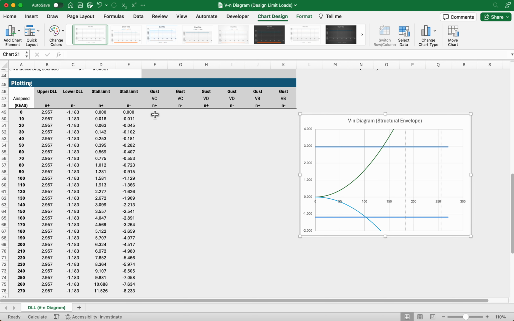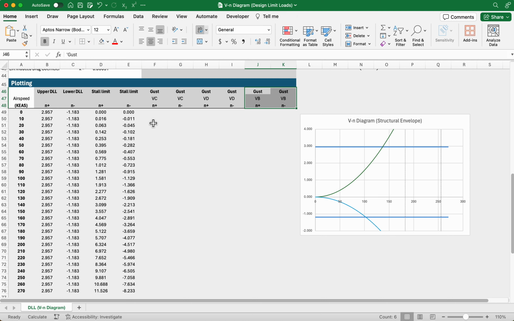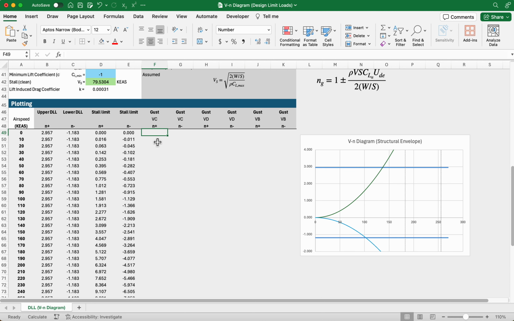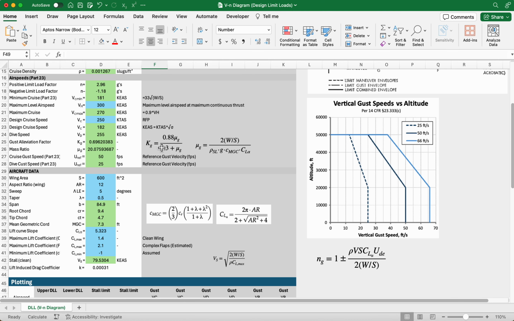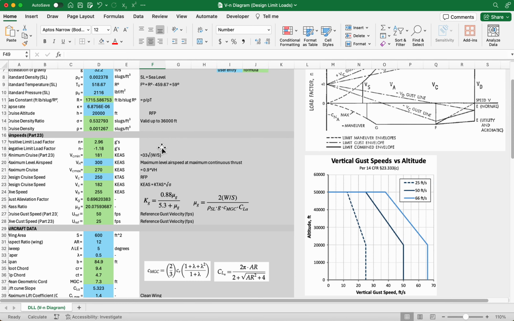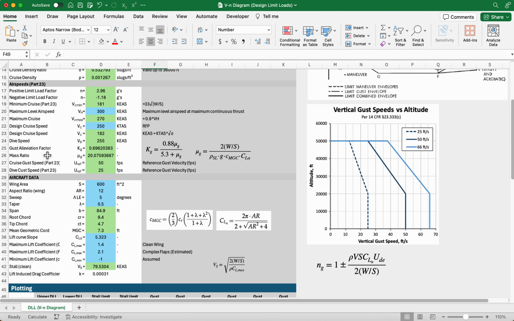I'll start by plotting our gust load factors for our cruise condition and our dive condition. I'm not going to look at VB right now, but maybe I'll show you how we can add that in for a Part 23 aircraft. So for our cruise segment, VC, where's our gust information? We have our cruise gust as 50 feet per second, so we need to convert our knots over to feet per second in our equation.